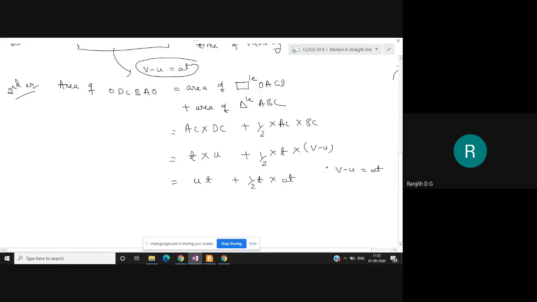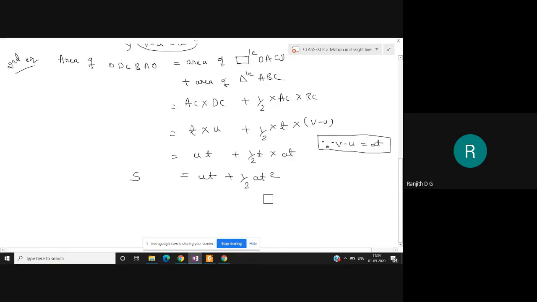Since I represent that, if I write three dots, the meaning is 'since'. So I substitute, and now it gets ut plus half a t square. And the area under the graph is nothing but s, that is the displacement. So s is equal to ut plus half a t square, I got it. This gives the relation between s and t, where u is the initial velocity, which we already took as constant, and a is constant. So if you know u, a and t, you can calculate the displacement.